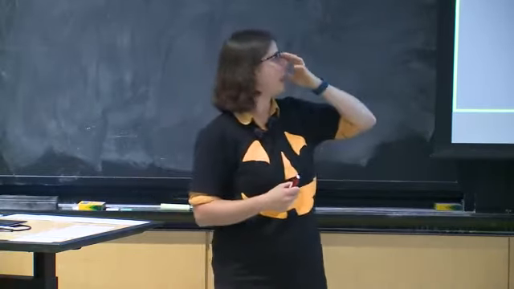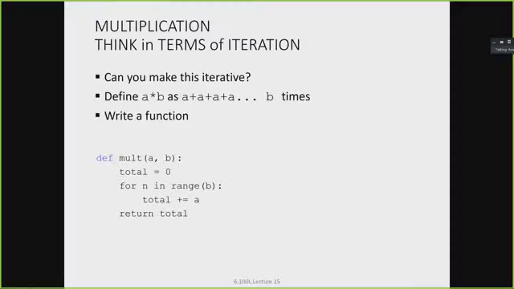So let's think about how to make multiplication iterative. We can have a loop that adds a to itself b times, right? That is the definition of multiplication. So let's write a function that does this using a for loop. Then we'll write it using a while loop.